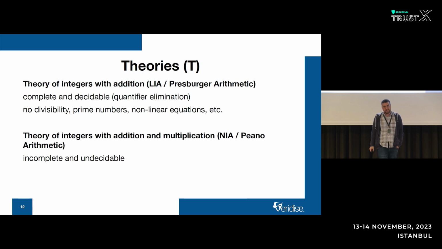Just to give you an idea what theories are, the simplest would be the theory of integers just with addition. You do not include multiplication. So this is just linear integer arithmetic, and this is complete and decidable, but it's not very expressive. Yeah? So you can't talk about divisibility, you can't talk about prime numbers, no nonlinear equations, and so on. You could add multiplication to this theory. You could look at the theory of integers with addition and multiplication, but then you get something incomplete and undecidable.